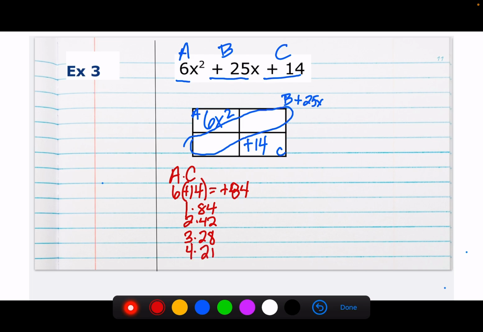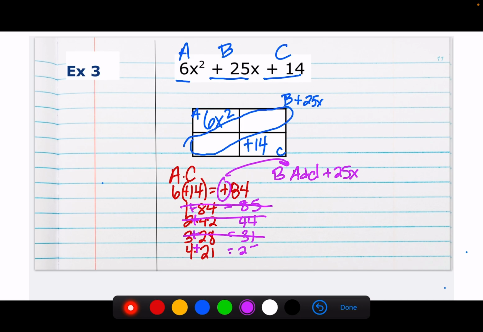Okay. Our next step is to focus on our B. Remember, these need to add up to a positive 25x. Okay. So if I do 1 plus 84, that gives me 85. Not going to work. If I add 2 and 42, that's 44. Not going to work. 3 and 28, that gives me 31. Not going to work. But if I add 4 and 21 together, that gives me 25. So that's what we need to do.